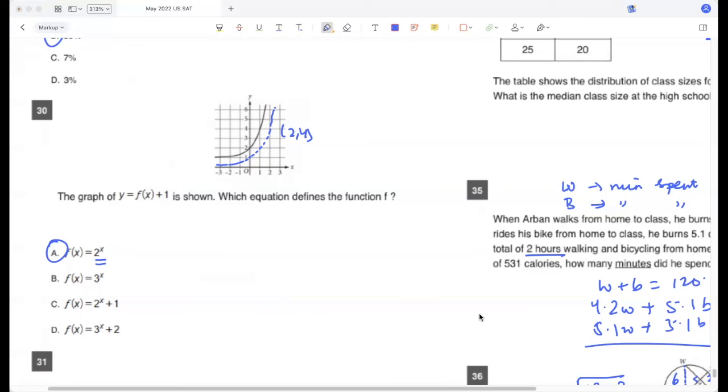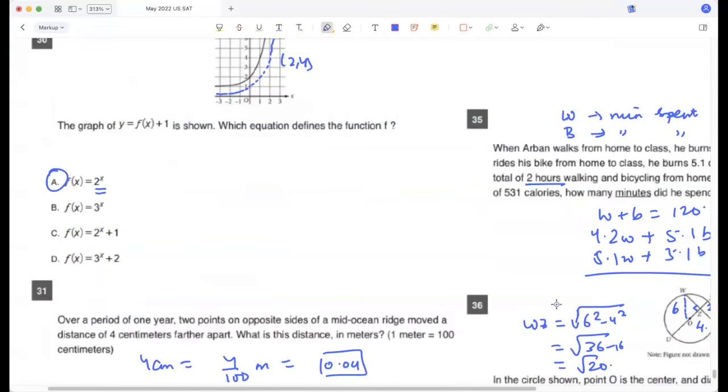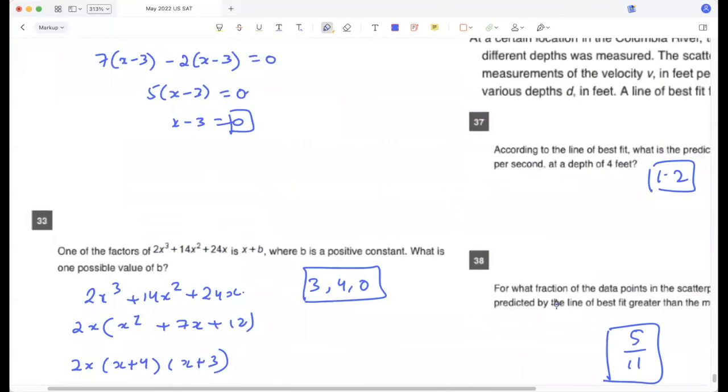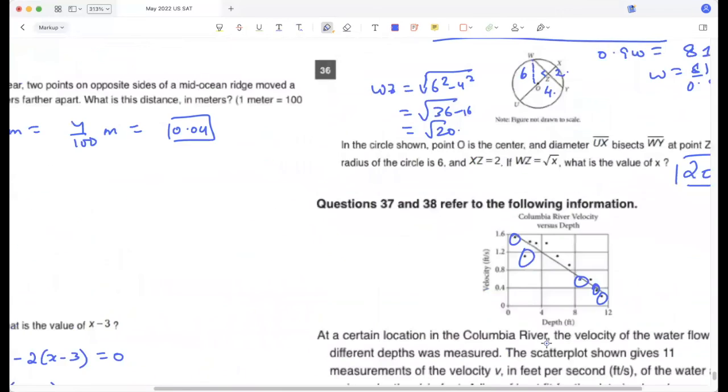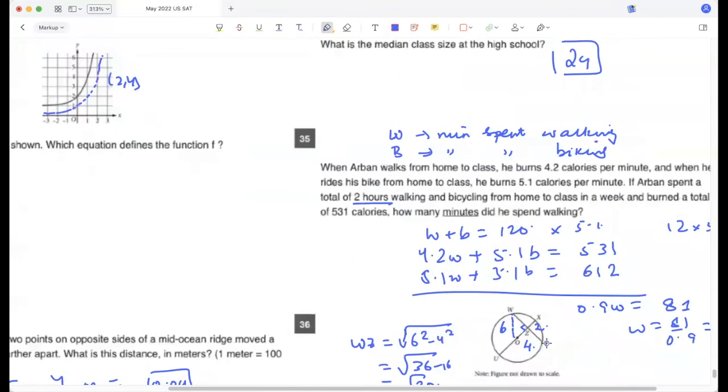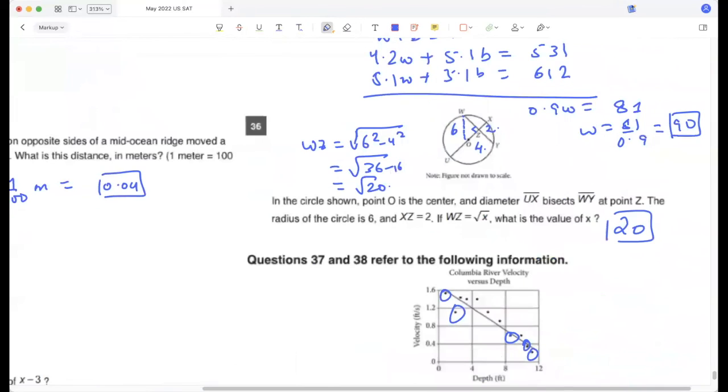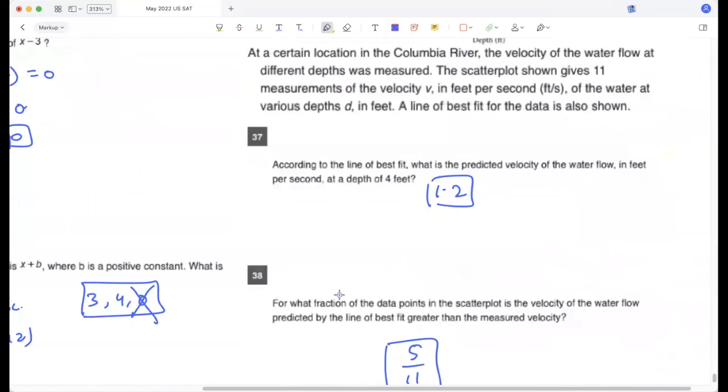Okay, question 31: 0.04 and 3. 0 can't be an answer because b is a positive constant, right? It can only be 4 and 3. Then 34 is 24, 35 is 90, 36 is 20, and then 1.2 and 5 by 11.